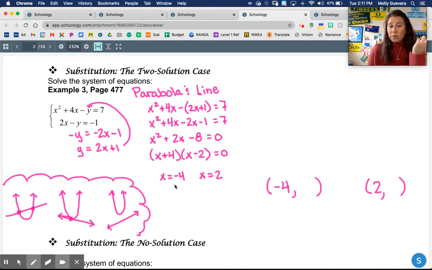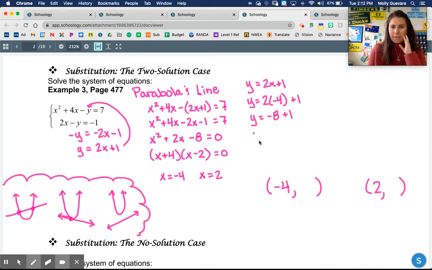So let's just start with our first answer. X is negative 4. I'm going to use this equation because that seems way easier, right, than trying to use the other one. So I have y is equal to 2 times negative 4 plus 1. So y is equal to negative 8 plus 1. So y is equal to negative 7. So negative 4, negative 7 is a solution. That is a point where these two graphs cross.